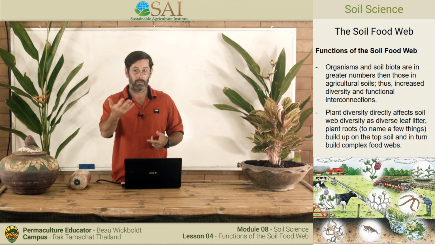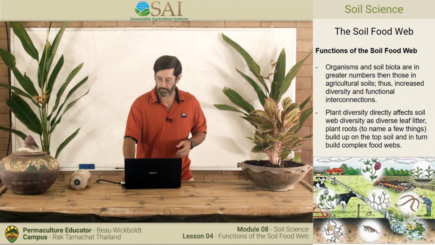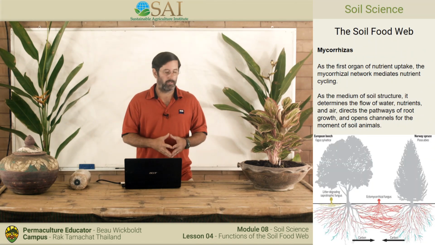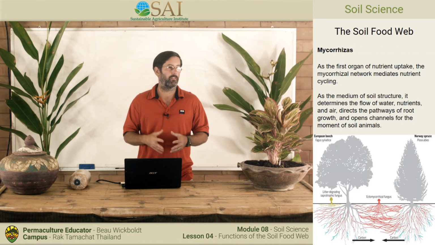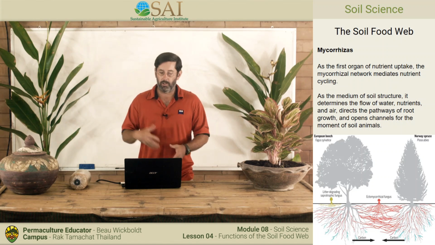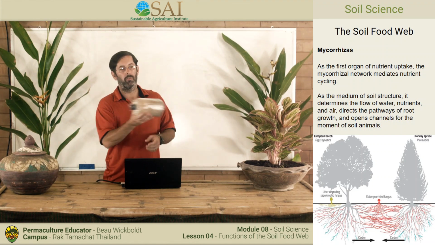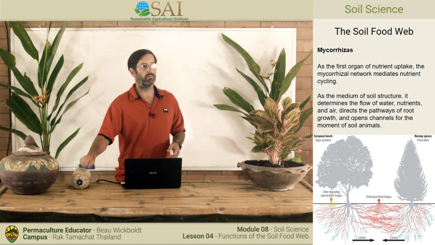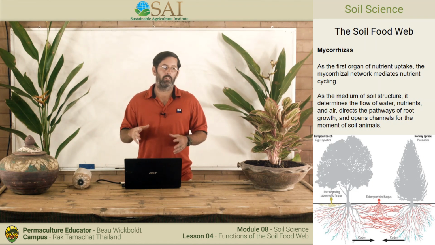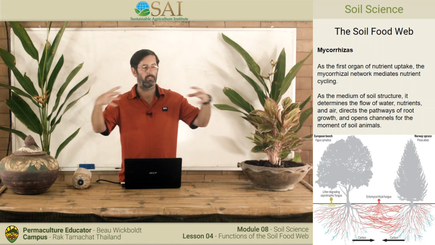Okay, so this is the thing. It has communication. It's more like nonverbal communication. So mycorrhizals, as the first organ of nutrient uptake, the mycorrhizal network initiates nutrient cycling. So this controls all the nutrient cycling. That's the big boy.